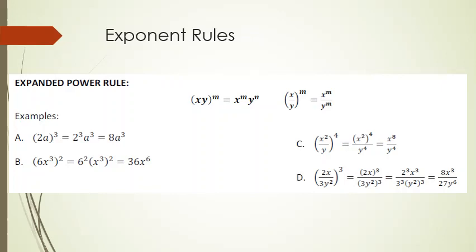So examples, for part A, we have 2a cubed, so that should be 2 cubed a cubed. And whenever we have the regular numbers, you're going to notice that we're going to simplify that. 2 cubed is 8. 2 times 2 is 4 times 2 is 8. For part B, you'll see that that 2 is distributed, and we end up with 6 squared and x cubed squared, which gives us 36x to the 6.